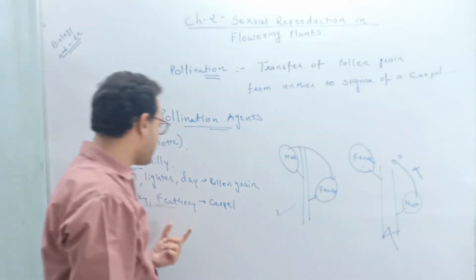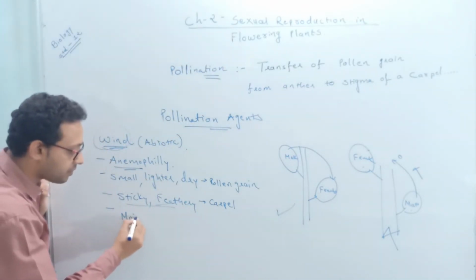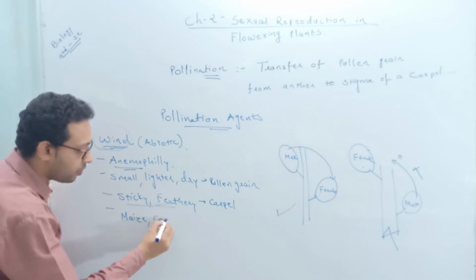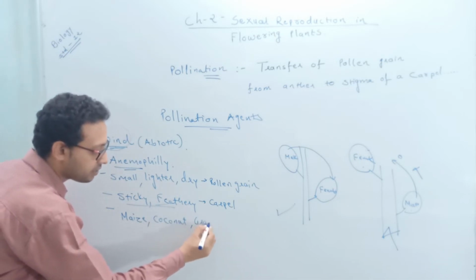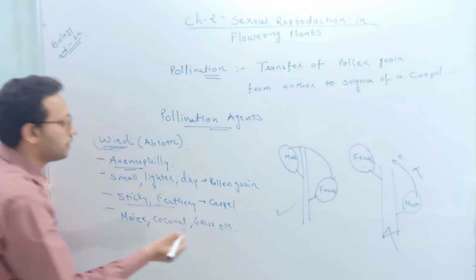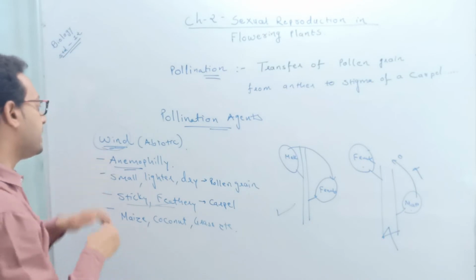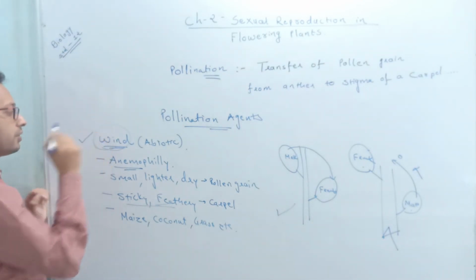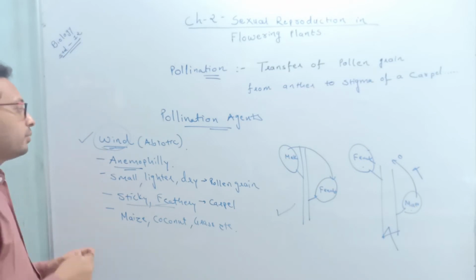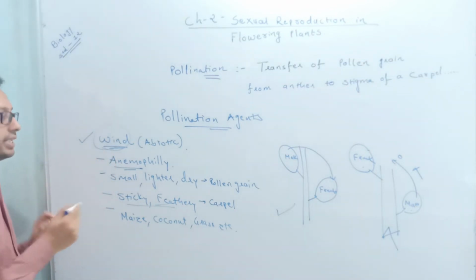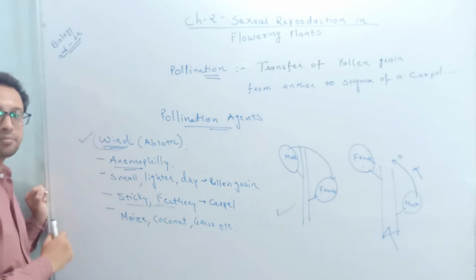This type of pollination is found in maize, coconuts, or you can say grasses, etc. This pollinating agent is abiotic. I can repeat, the first abiotic agent which helps in pollination is wind. Pollination which occurs with the help of wind is called anemophily.